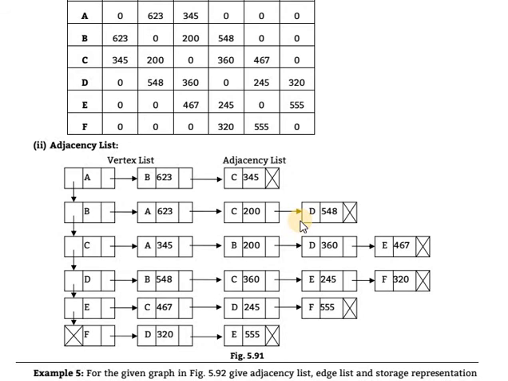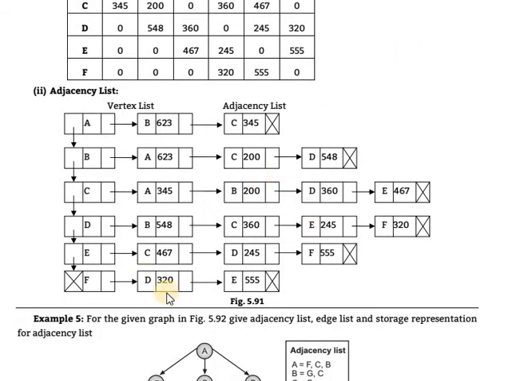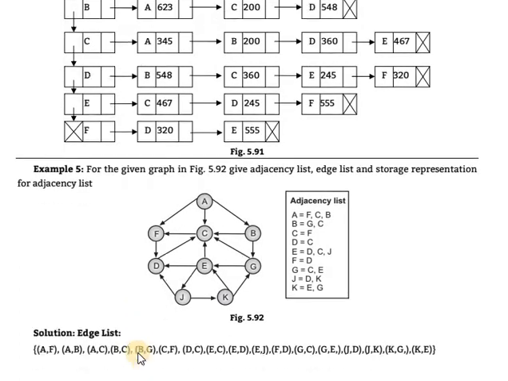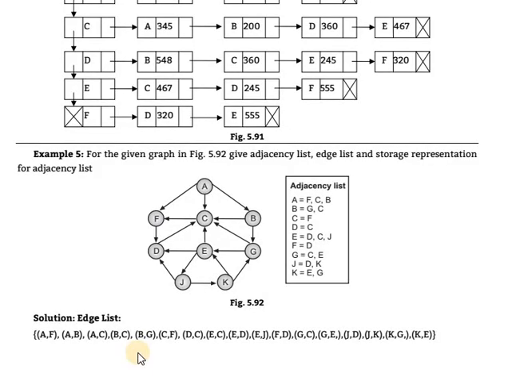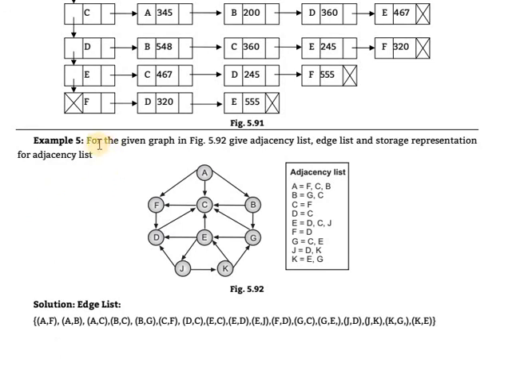Next, the fifth example. For the given graph, write the adjacency list, edges list, and storage representation of the adjacency list. Firstly, write the adjacency list. A goes to F, C, B. B goes only to G and C. C goes only to F, the outgoing node is only F.